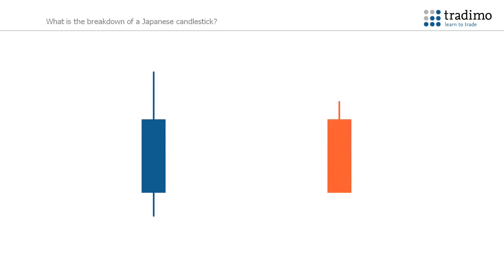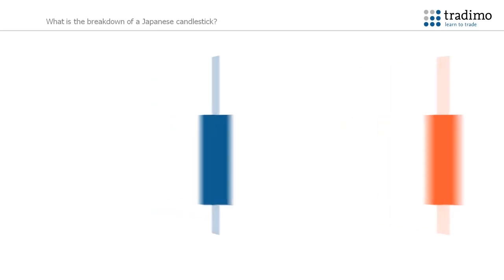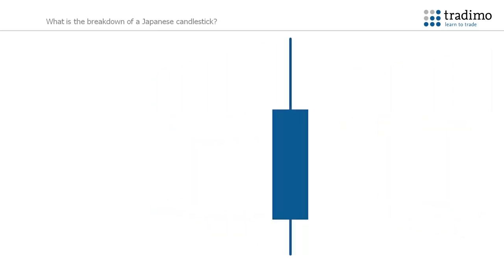When we dive deeper in what a Japanese candlestick shows, we observe that, first of all, a candlestick can have 2 colors. Here you see a blue and an orange one. A blue candle forms when the price goes up during the formation of the candle. This means that the bottom of the body shows the opening price of the period, and the top of the body shows the closing price of that period.